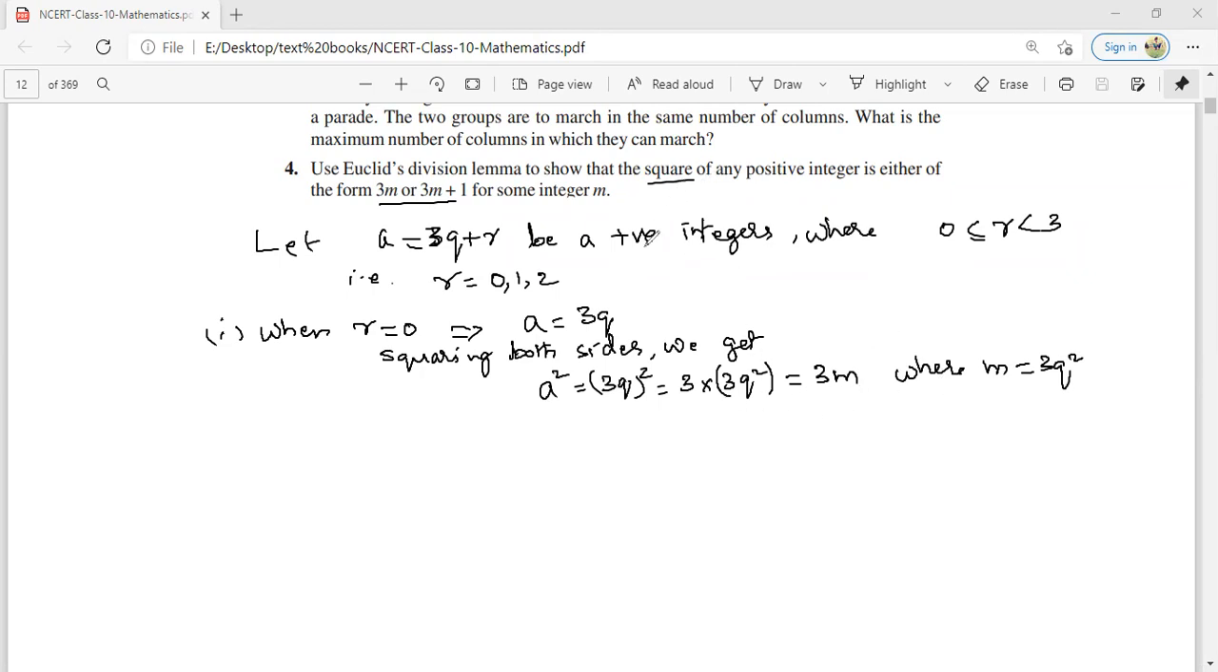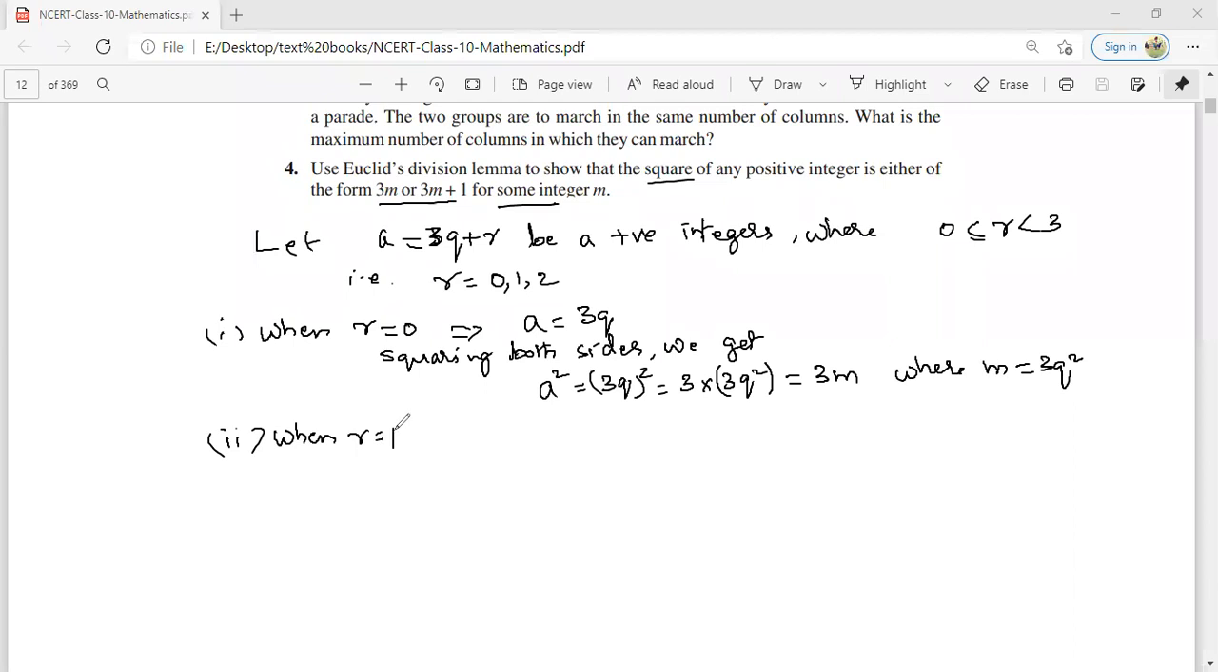So now it is proved that the square of this number can be written in the form of 3m when r is equal to 0. Whenever a square or cube is given, we have to square and then convert into this form, where m is some integer. Understood?